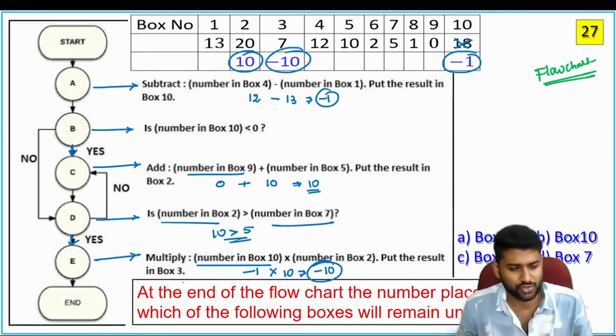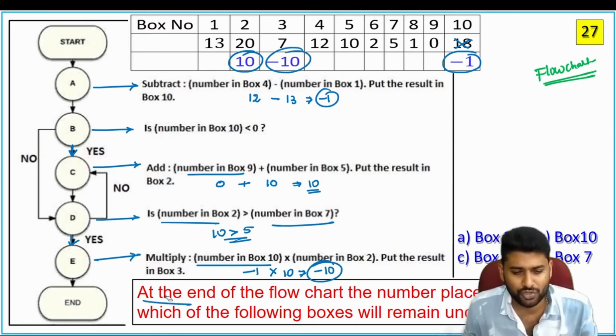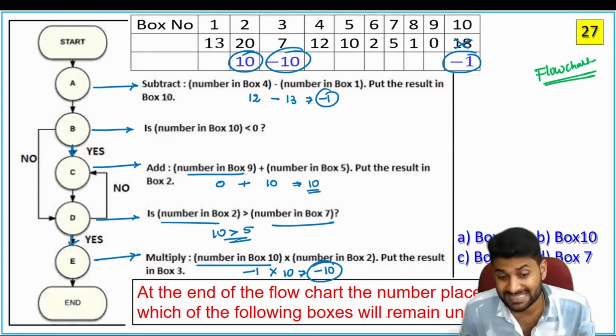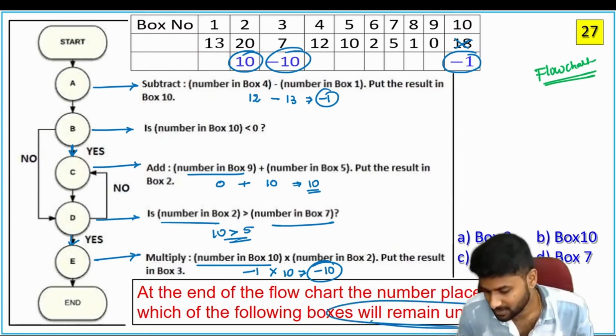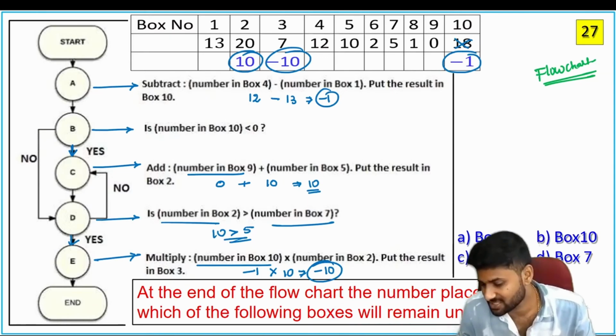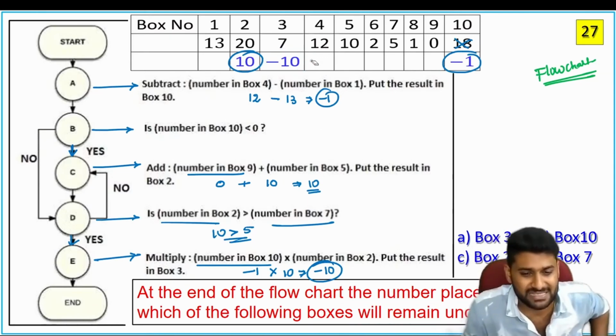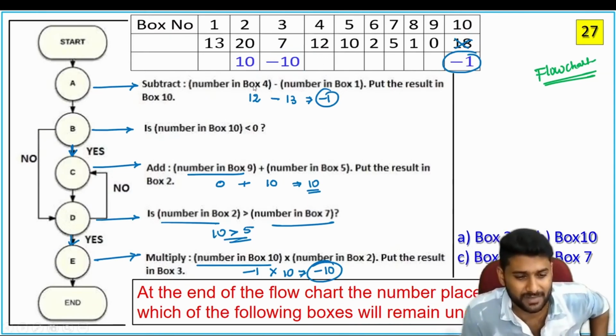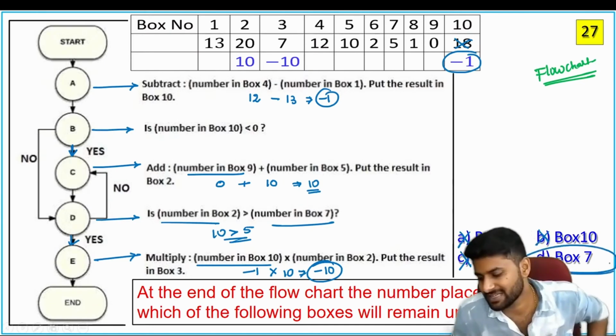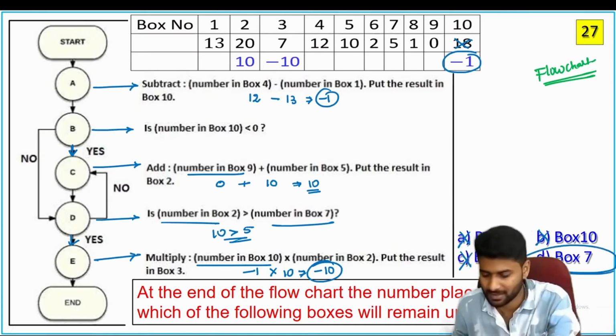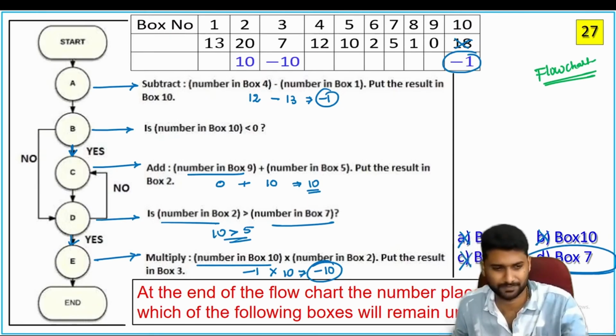Yes. Now the question says that at the end of the flowchart, the number placed in which of the following boxes remains unchanged? So which one remains unchanged? What is the answer? According to the options, box number 3 is not the same number. Box number 2 is also changed. Box number 10 is also changed. So box number 7 remains unchanged.